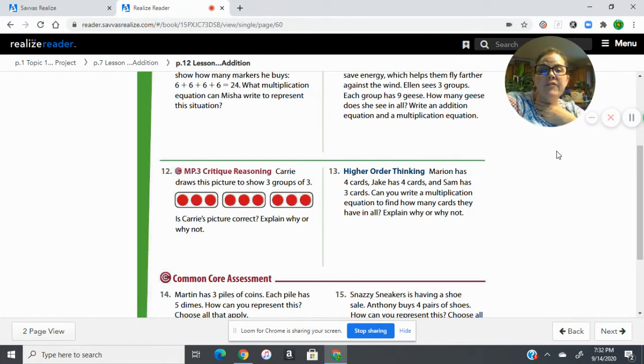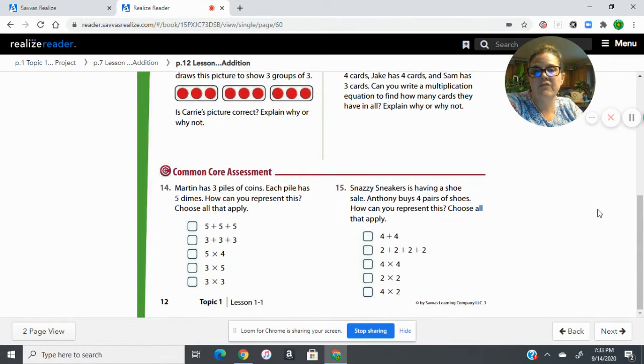All right, number 13. Marion has 4 cards. Jake has 4 cards. And Sam has 3 cards. Can you write a multiplication equation to show how many cards they have in all? Can you write a multiplication problem? It didn't ask if you can do an addition problem. It asked, can you do a multiplication problem? And if you said yes, why or how do you know that? And if you said no, how do you know that? Okay, they want you to explain yourself.